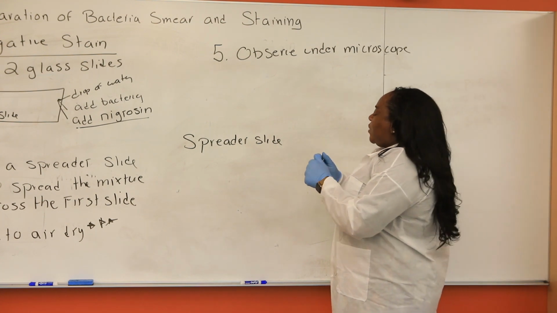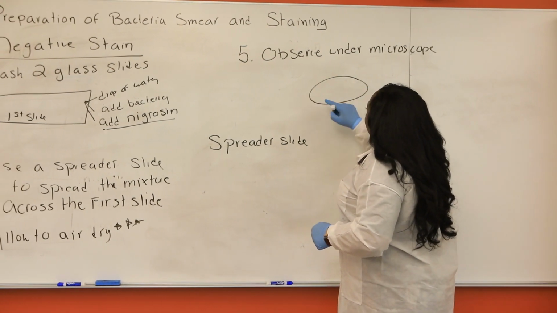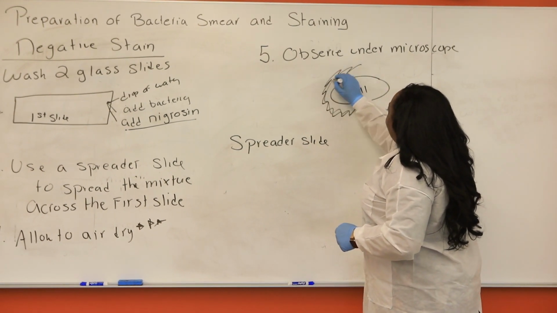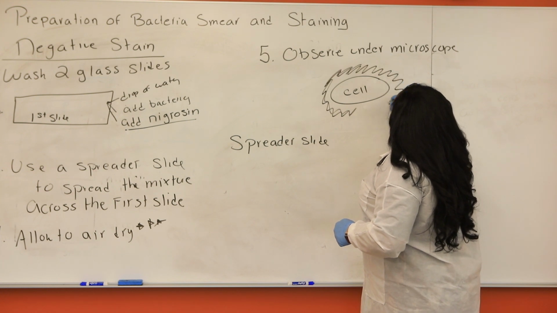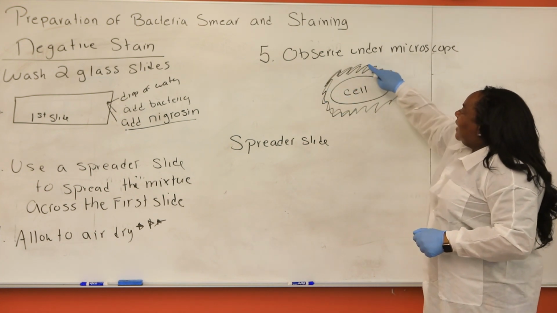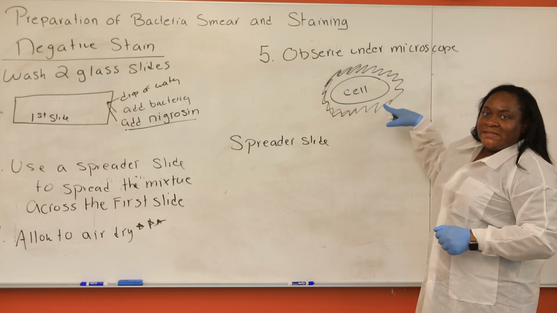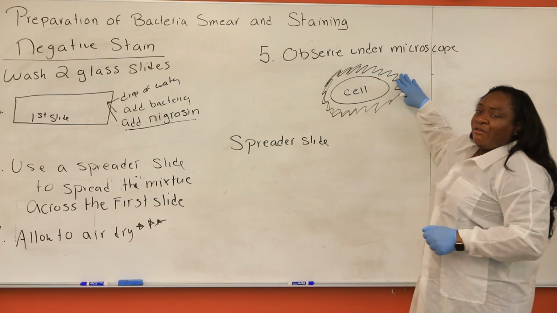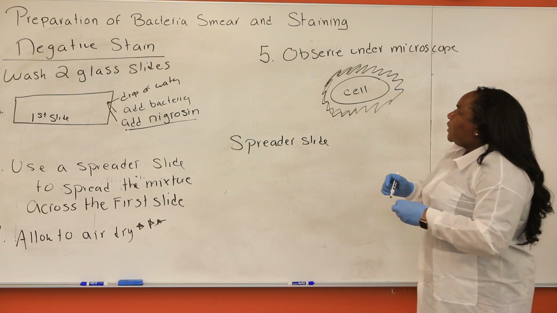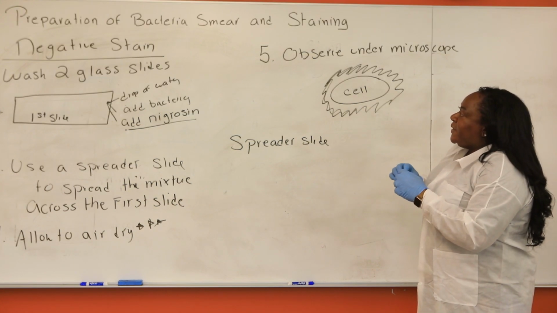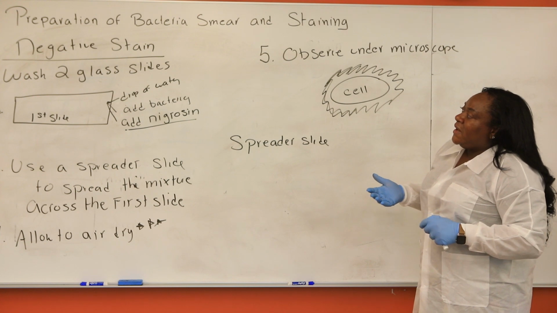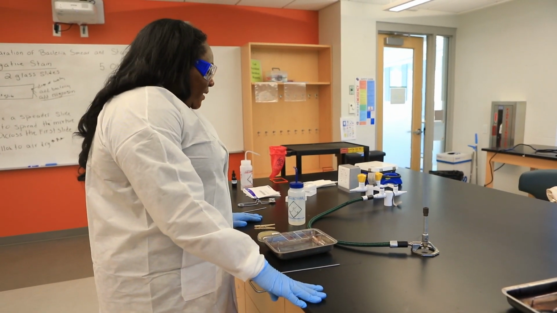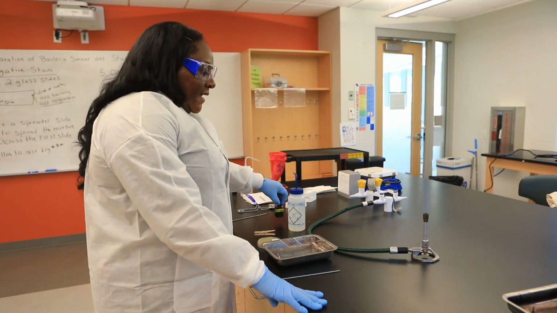And remember, what you are going to see is, say this is your cell, the bacterial cell, and of course I'm going to have a better image for you, you're going to see that the dye remains outside of the cell. So the cell itself will be colorless against a stained background. Okay? So now what I'm going to do is perform the actual negative stain. So now we're going to do the negative stain, okay?